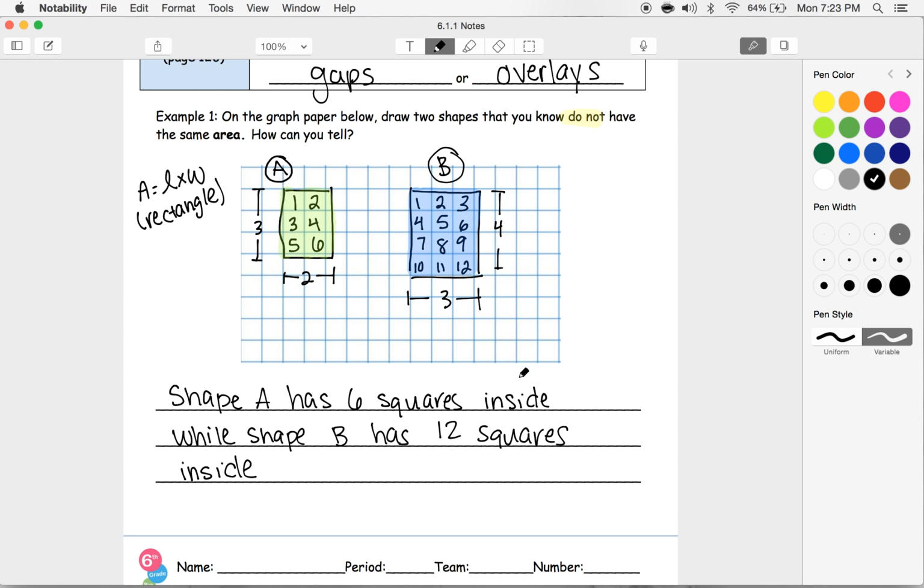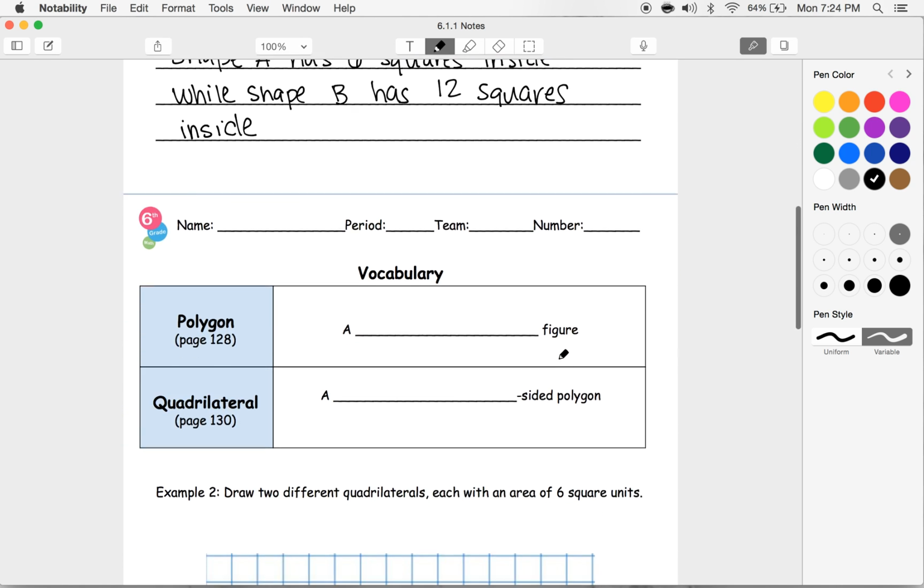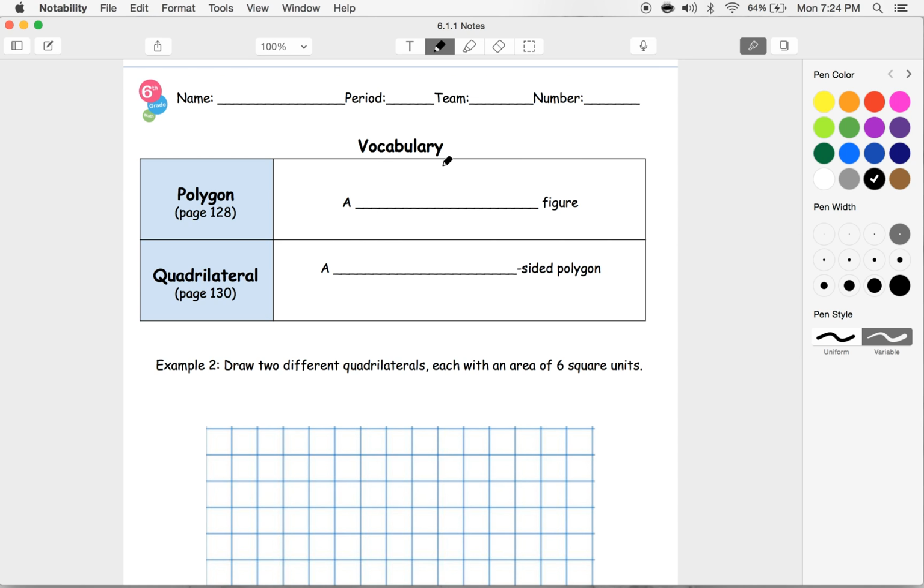Okay, let's take a look at our next one. Ooh, we have some more vocab words. A polygon is just a 2-dimensional figure. Just think of a shape. As long as it's a shape that fits on a piece of paper, not 3D, it's a polygon. Now, quadrilateral is a little bit more specific because it is a 4-sided figure. So think like your rectangles, your squares, your rhombuses, your trapezoids, anything with 4 sides, it's going to be a quadrilateral.